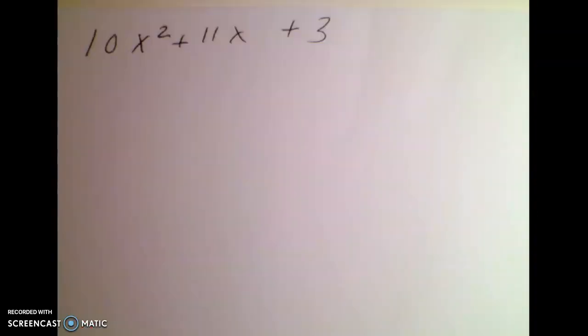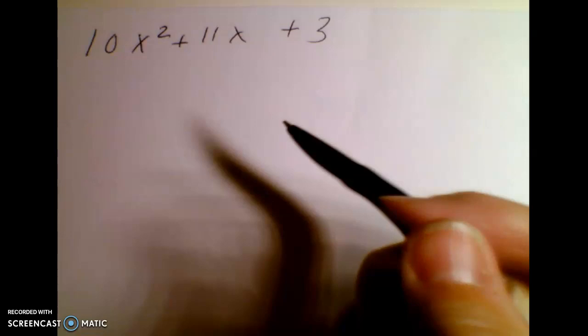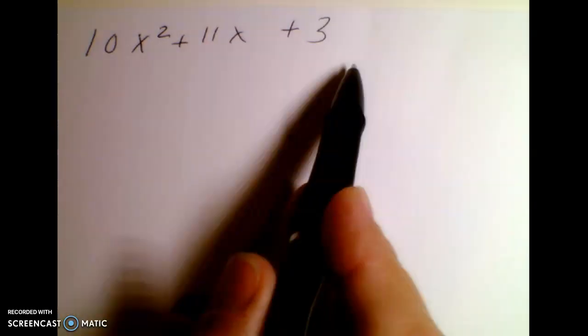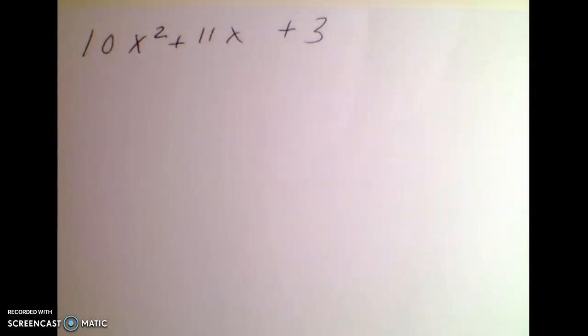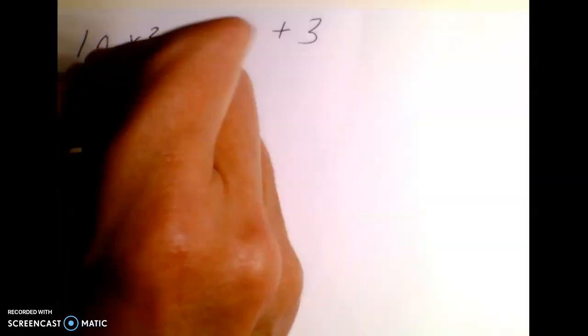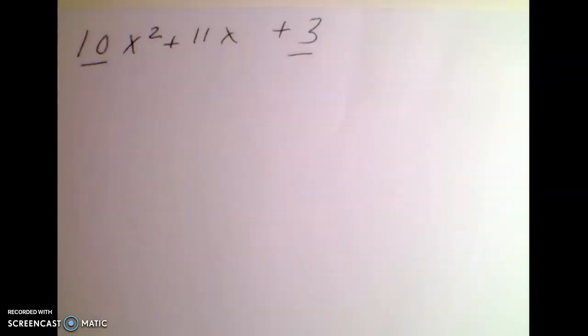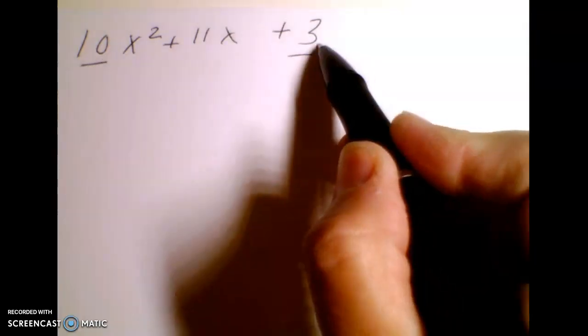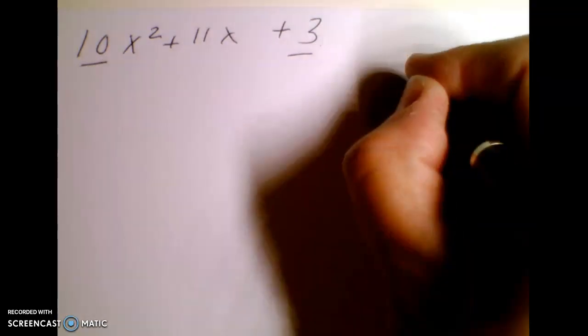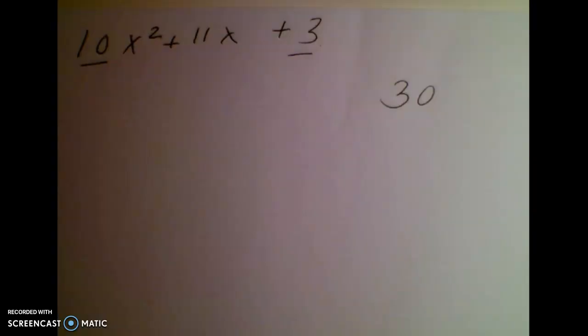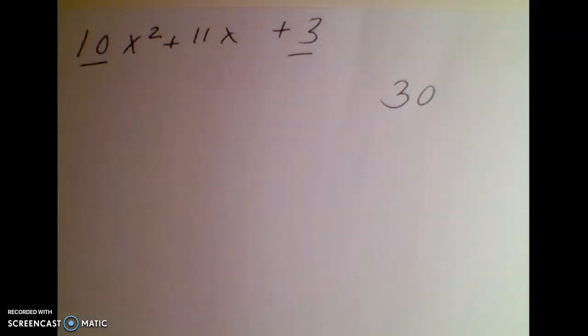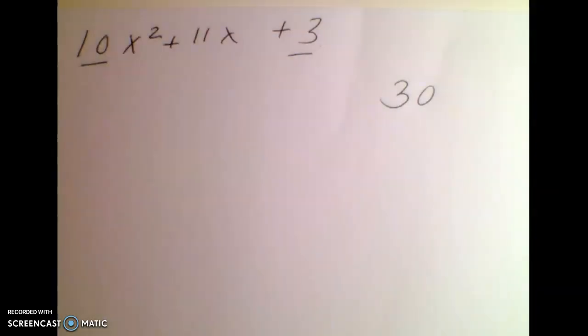Let's walk through this first problem. We have 10x squared plus 11x plus 3. Step 1, we're going to multiply the first term and the last term, or at least the coefficient of the first term. So 10 times 3 is 30. So I'm looking for numbers that are factors of 30, but add up to 11. Okay, so let's start.